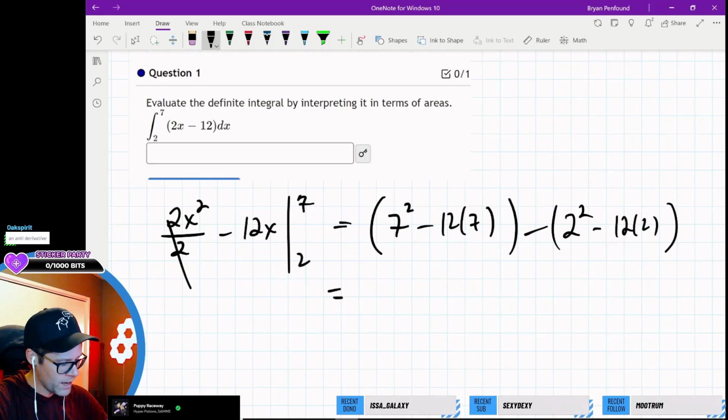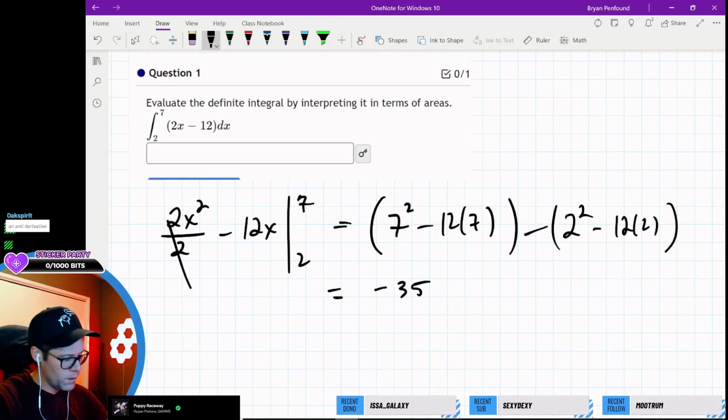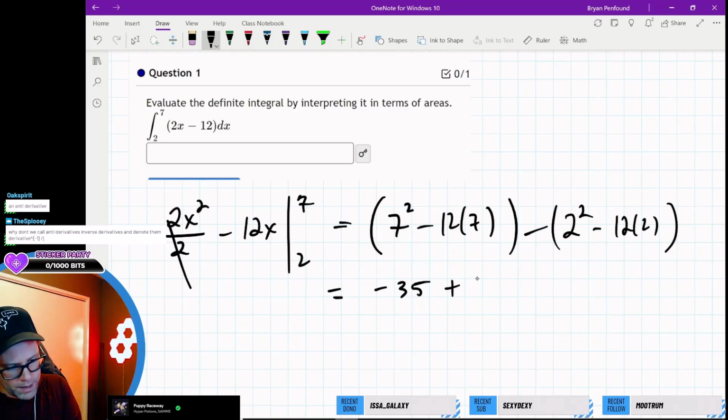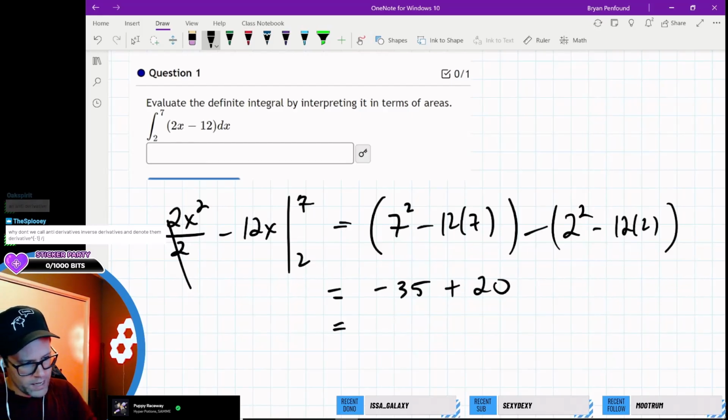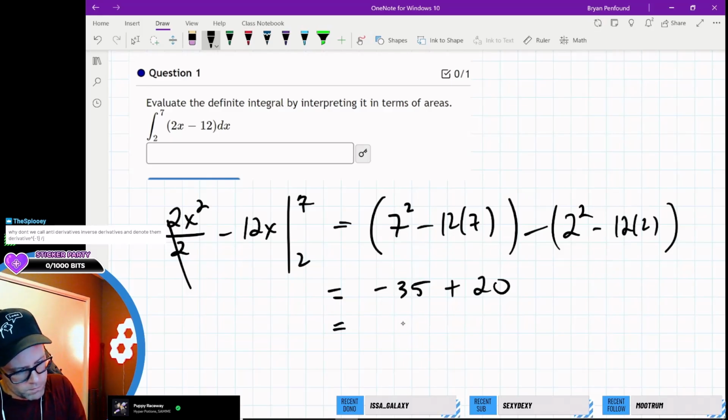So we need 49 minus 12 times 7. That's going to be negative 35. And then we need 4 take away 12 times 2, which is negative 20. So we're going to be adding 20. So it feels like this should be negative 15.